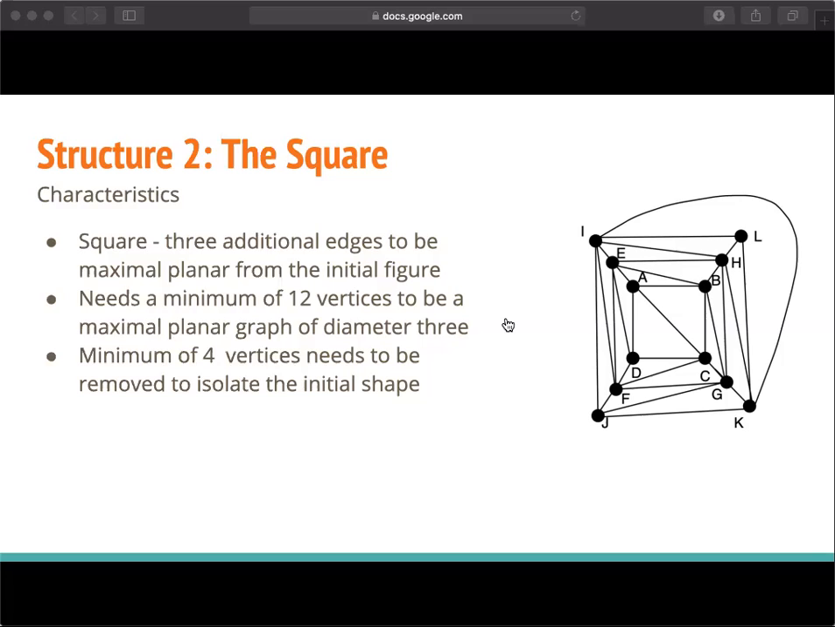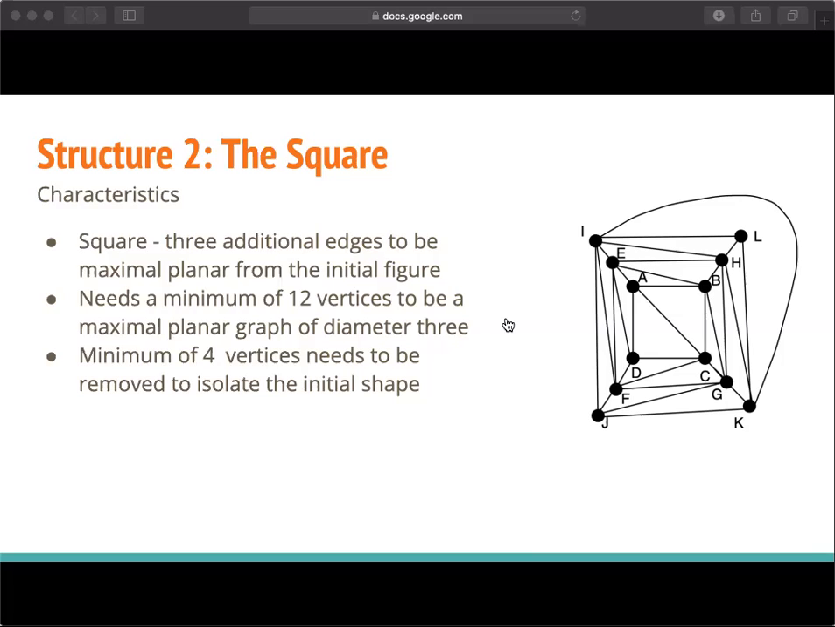And like I said before, this graph also needs a minimum of 12 vertices to be a maximal planar of diameter 3. And then in order to isolate or remove a triangle from this figure, at least 5 different vertices need to be removed.